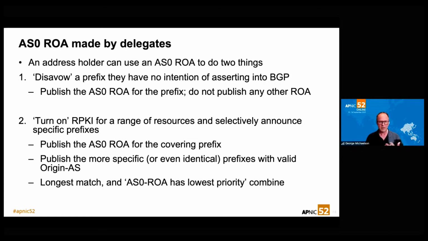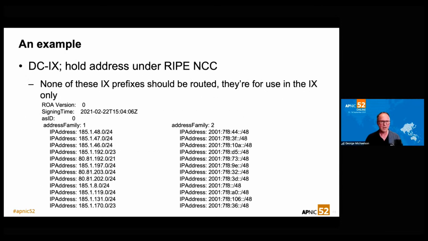The second thing, you do the same as the first thing, but then you make the specific ROA for the prefixes you want to be visible with the origin AS that you want to assert. So here's a list of addresses for DCIX who hold resources under RIPE NCC. And you can see that there is a block of addresses in here that have a ROA AS of 0. If you don't know DCIX, they're a large IX operator and they have a lot of addresses and they're meant to be used in the IX only. They're not intended for global routing.